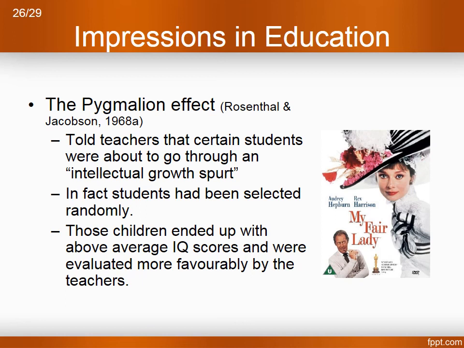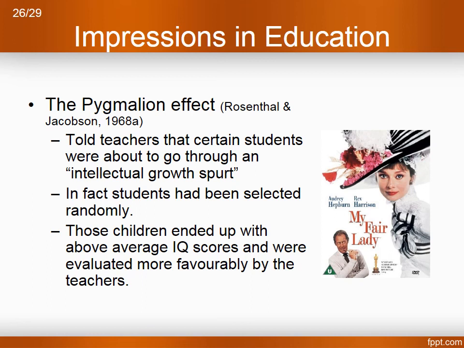Now, what was interesting was that when they looked at the educational outcomes of these students at the end of the year, the students who had been labelled as being more intelligent did better. They performed better on their assessments, and they were given more favourable ratings by their teachers. Now remember, these children had been selected at random, and yet at the end of the year they had done better in terms of their educational outcomes, and the teachers had said that they saw them as being better students.